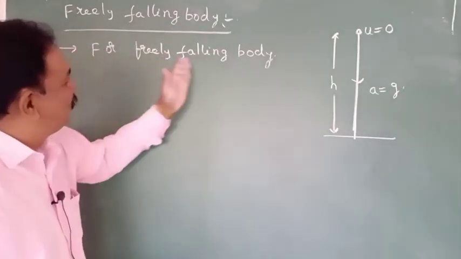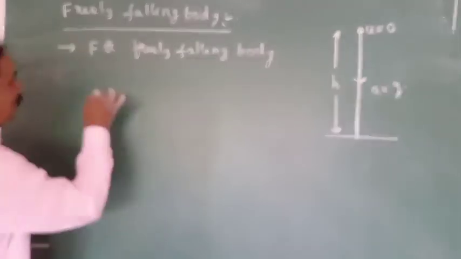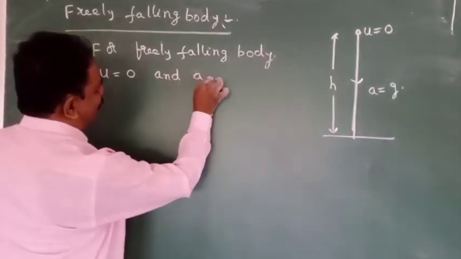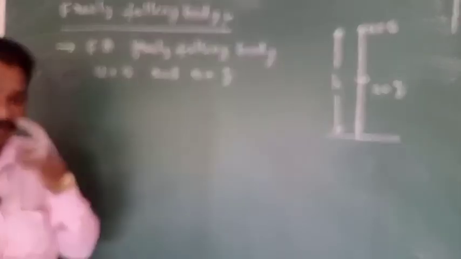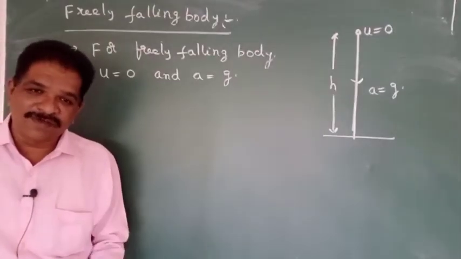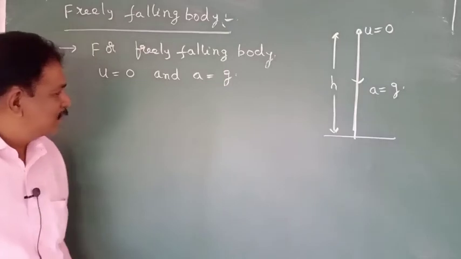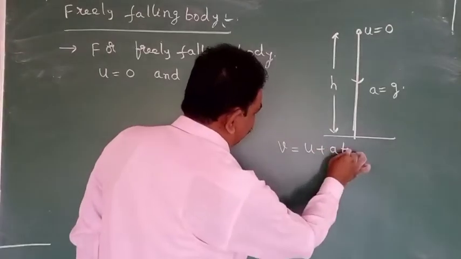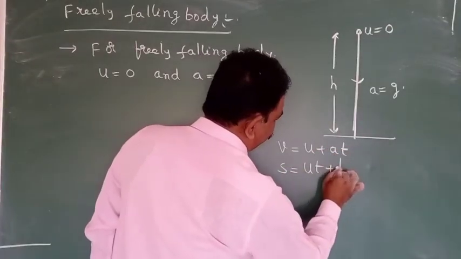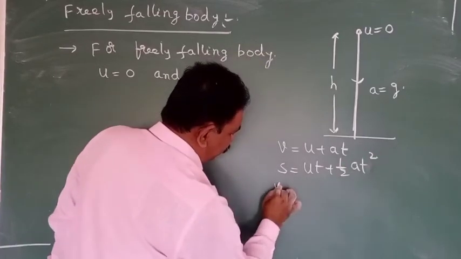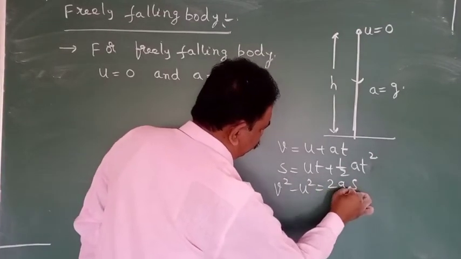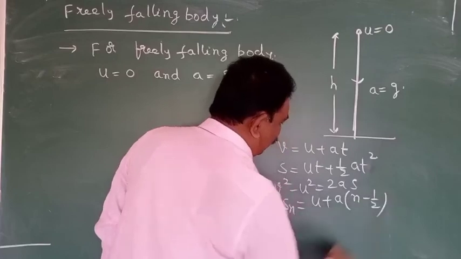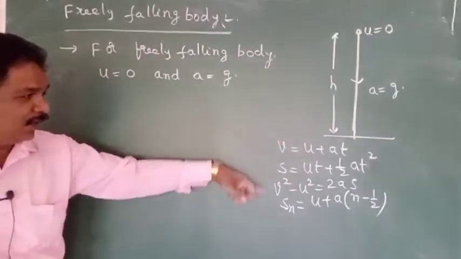Then for the freely falling body, u is equal to 0 and a is equal to g. Then the equations of motion. 4 equations of motion are there, right? What are those equations? First one is v is equal to u plus at. s is equal to ut plus half at square. v square minus u square is equal to 2as. Sn is equal to u plus a into n minus half. These are the 4 equations of motion.